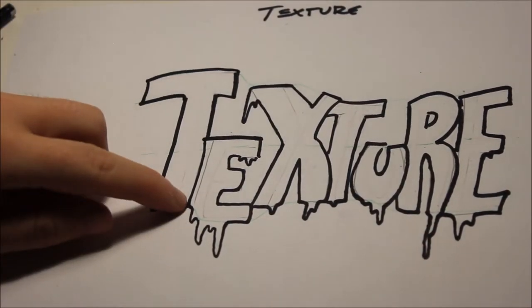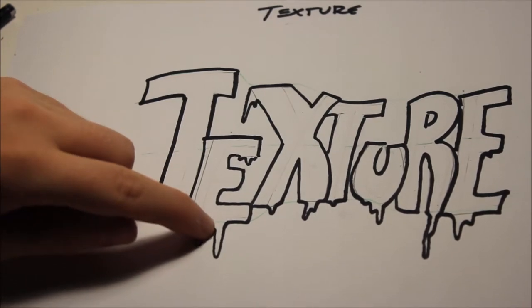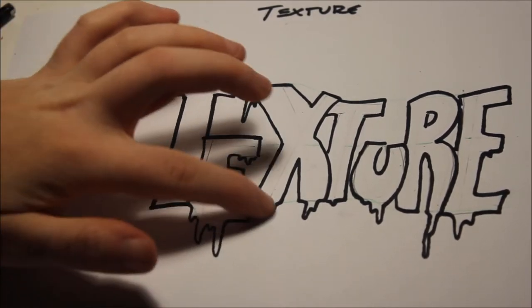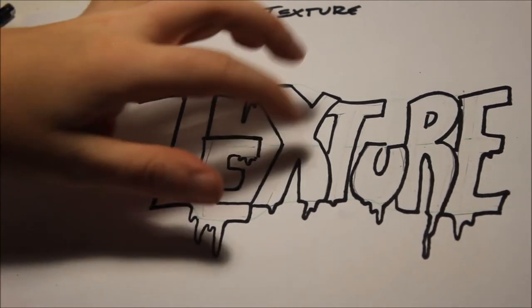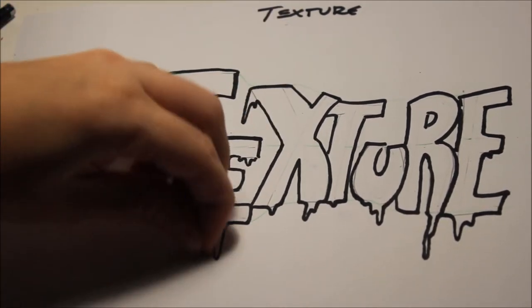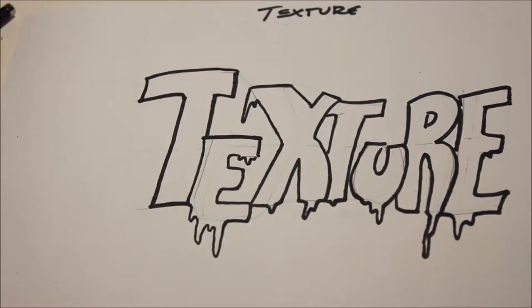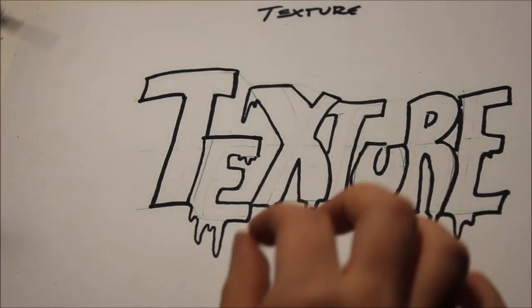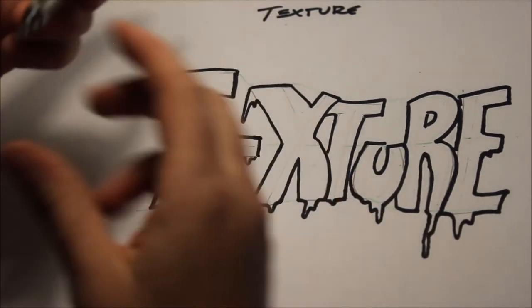I already decided I was going to do some drip marks underneath the letters, so I started in pencil, and when I went with Sharpie, I decided where I wanted those drip marks to kind of be. So you can correct a little bit with the Sharpie.